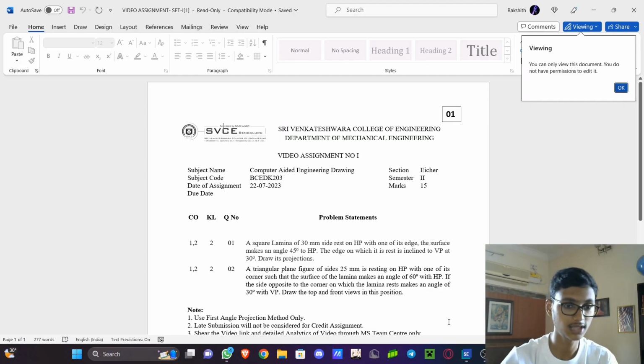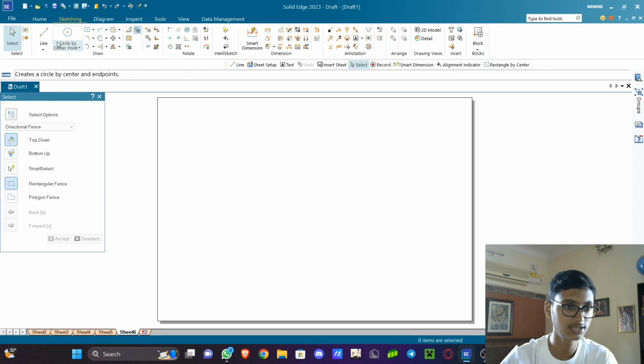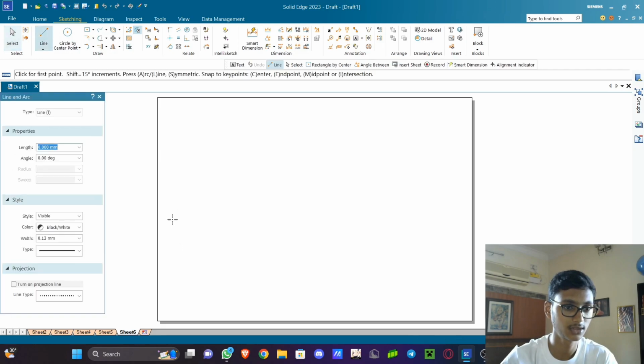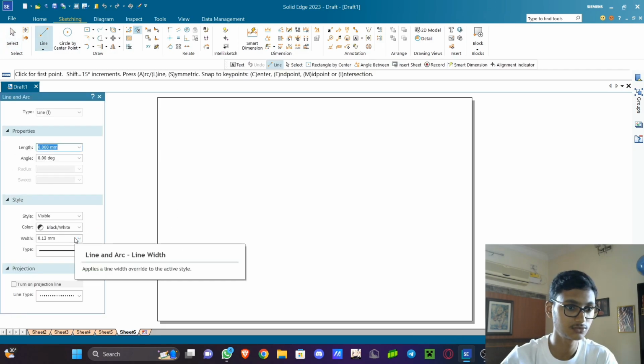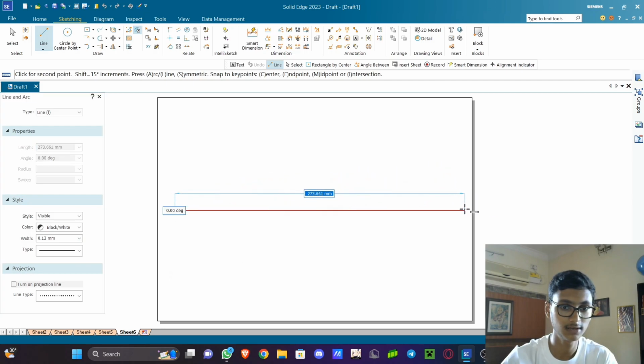Our first question is, a square lamina of 30 mm side rests on HP with one of its edges. The surface makes an angle of 45 degree to HP. The edge on which it rests is inclined to VP at 30 degree. Draw its projections. Firstly I am opening Solid Edge and we need to draw an XY line first. The XY line should be a thin line, that is 0.13 mm. So this is an XY line.